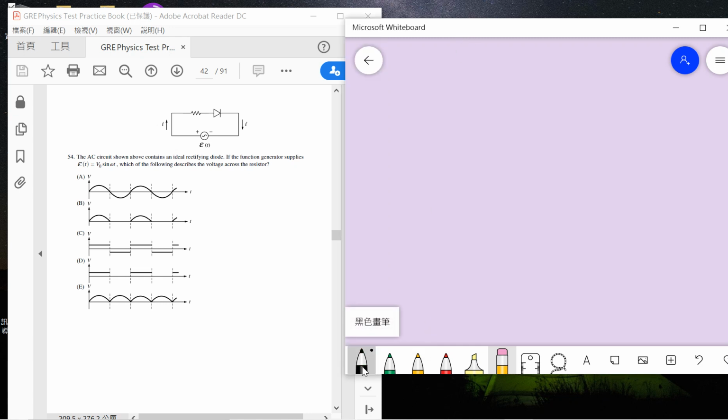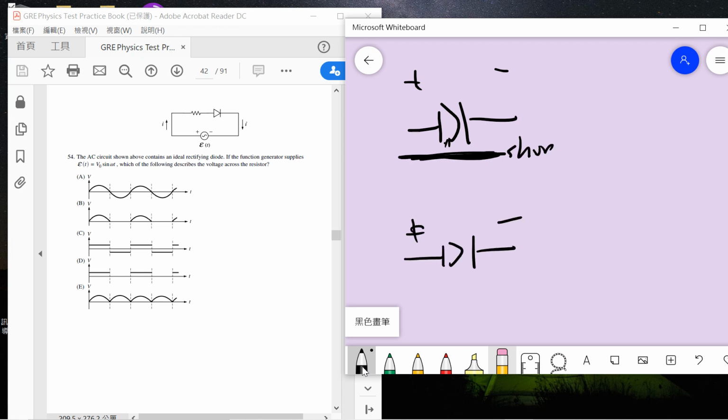So 54, the AC circuit shown above with an ideal rectifier diode. You already know this is rectified. Let me explain. If the voltage here is positive, then this diode looks like a wire, like a short. And if it's reversed, it looks like it's open.